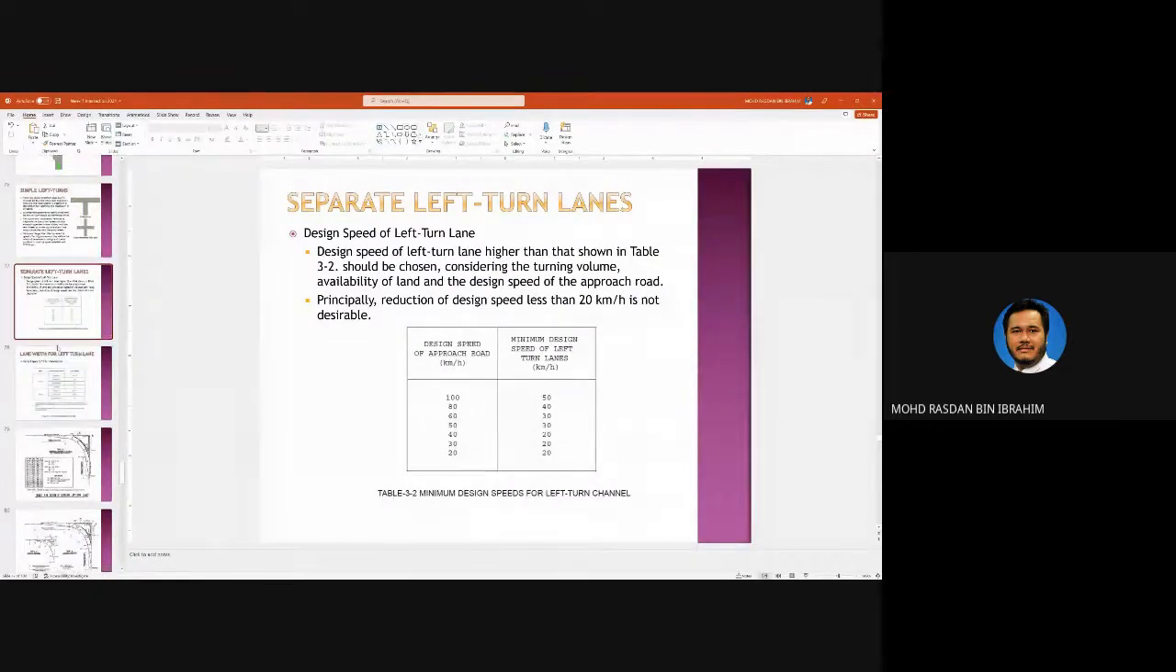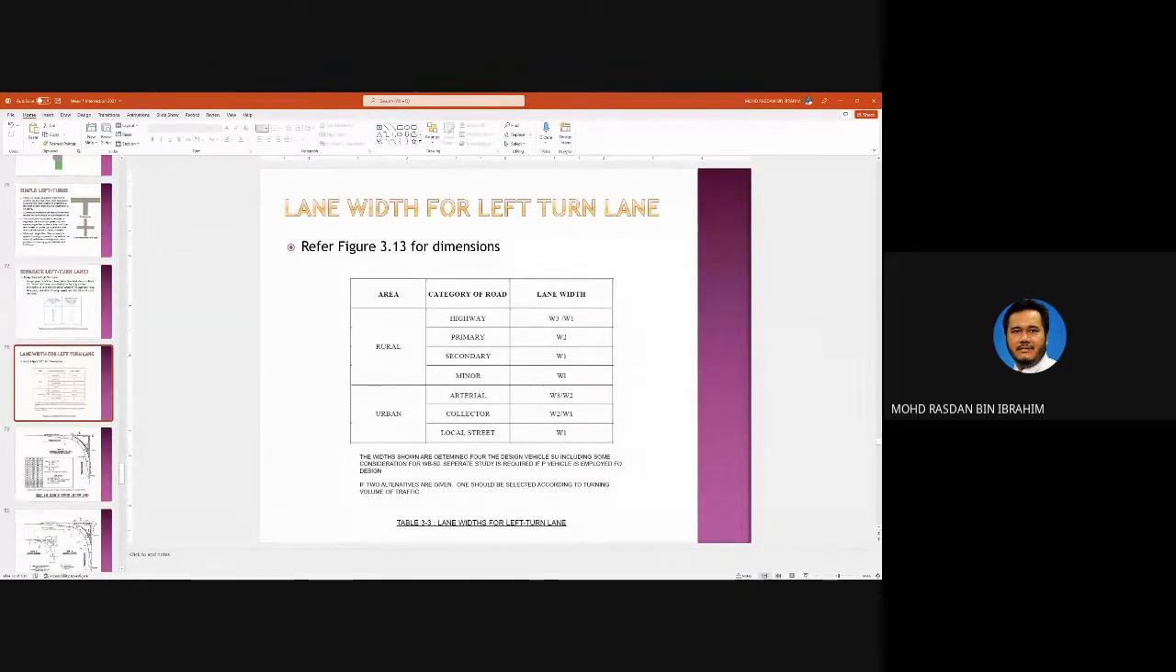Okay, separate left turn lanes. Design of left turn lane shown in table 3.2. It depends on the design speed of the approach road. So this is the design speed for the turning lanes. If the approach road, for example, has a design speed of 60, then the turn lanes of the minor road should have a design speed of 30, something like this.